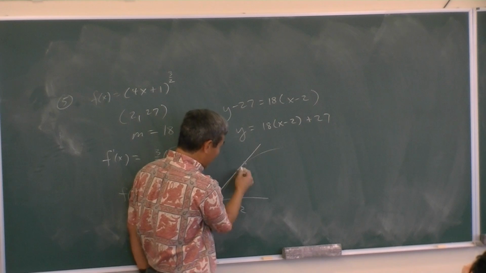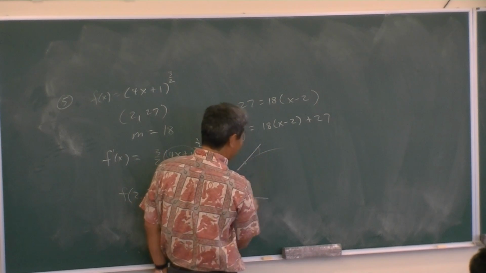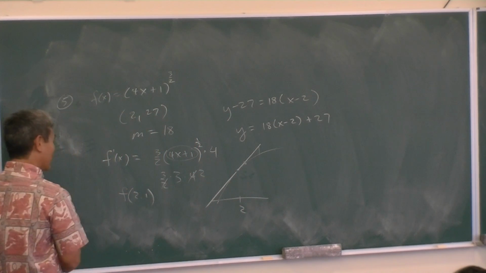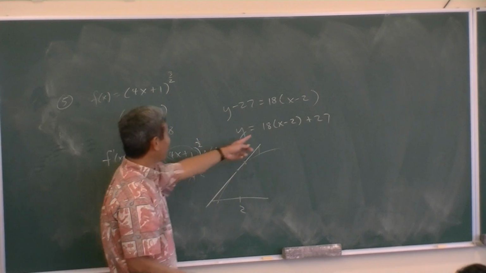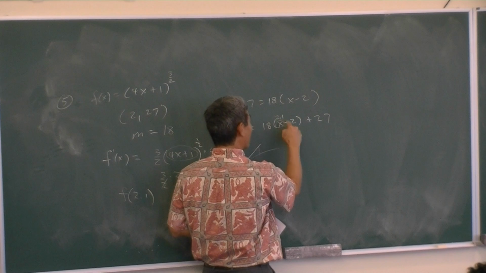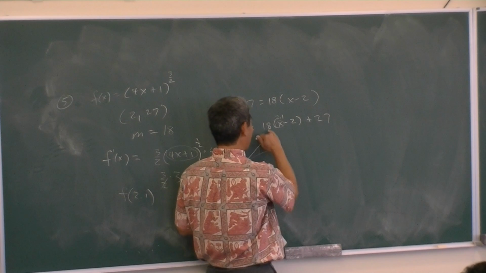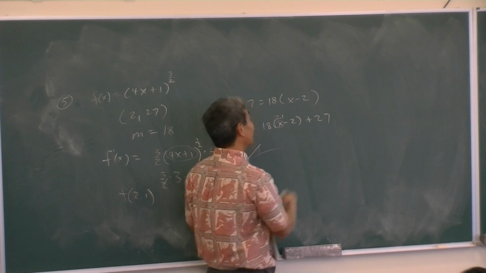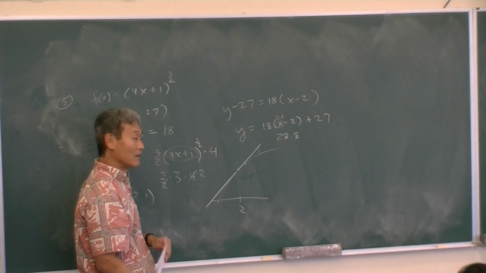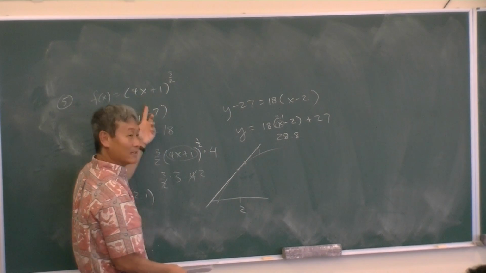When you are close to this point, the y coordinate of the line is almost the same as the y coordinate of the curve. Of course, if you go further away, then there's more error. So as long as you're close, you're going to get a good estimate. So all you have to do is take 2.1 and plug it into your line equation. That's why you leave it in this form, because look, what's 2.1 minus 2? 0.1 times 18 is 1.8, plus 27 is 28.8. That's why you leave it in point slope form, because it's easier to plug in the number. So this is a good estimate of the actual value. It's going to be very close.